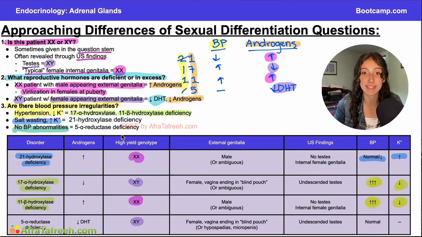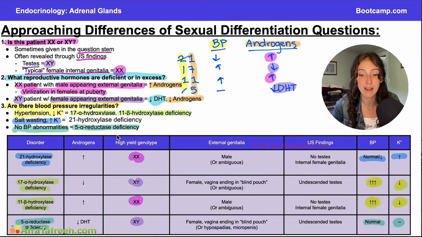And then if you don't see any blood pressure abnormalities at all, of course you could have a 21 hydroxylase deficiency that is not presenting with blood pressure abnormalities because that patient is not in salt wasting crisis. This could also be 5-alpha reductase deficiency, and I'll use a different color here just to highlight the fact that 5-alpha reductase deficiency will not be presenting with decreased blood pressure, even though either 5-alpha reductase deficiency or 21 hydroxylase deficiency could present with normal blood pressure.